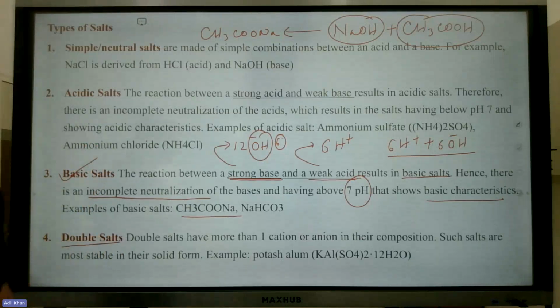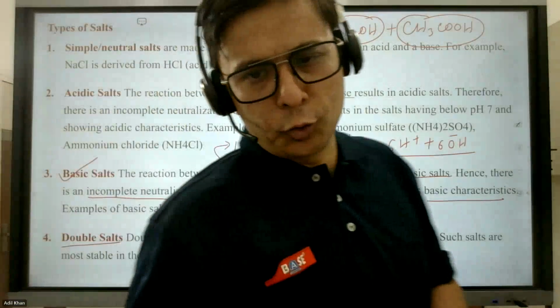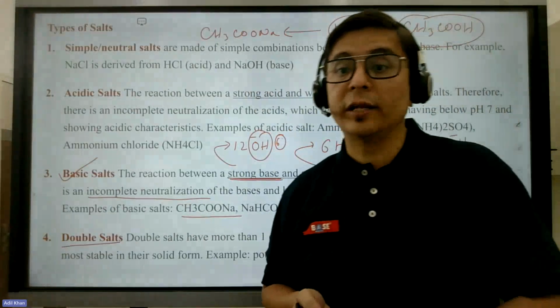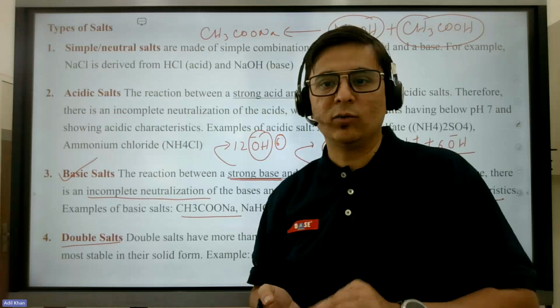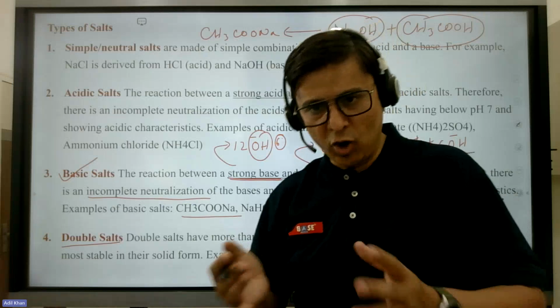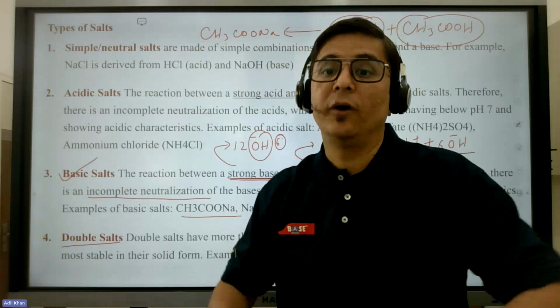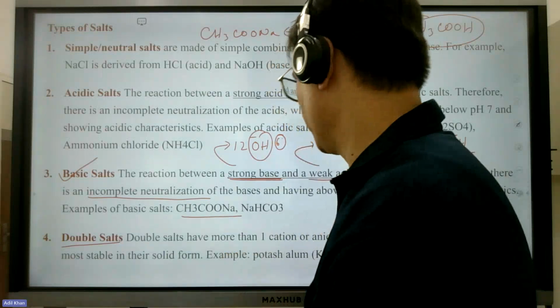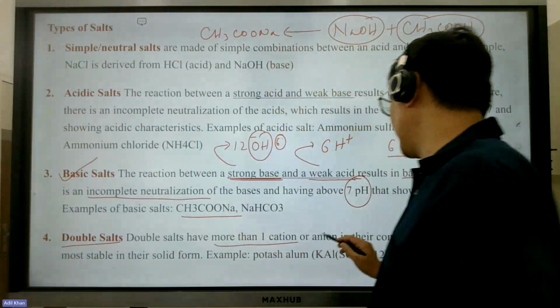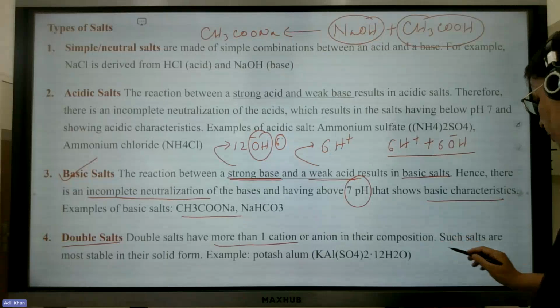Double salts, basically, are made up of more than one type of anion and cation, just for your knowledge. It is made up of more than one type of anion or cation, or in simple terms, it is made up of two simple types of salt. Two simple salts it is made up of. So double salt has more than one anion or cation in its composition.